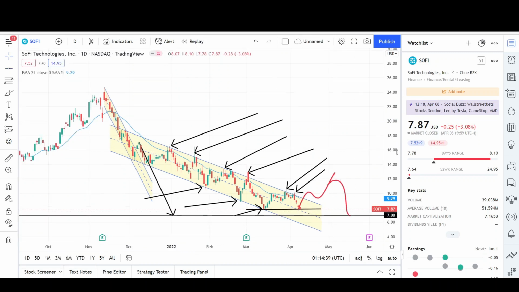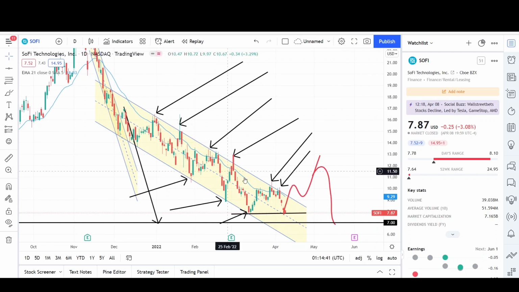Usually these measured moves are targets that you can use when we're far away from it, but the closer and closer we get to it, we don't have to exactly meet it. So this is pretty much close enough to where the measured move is.